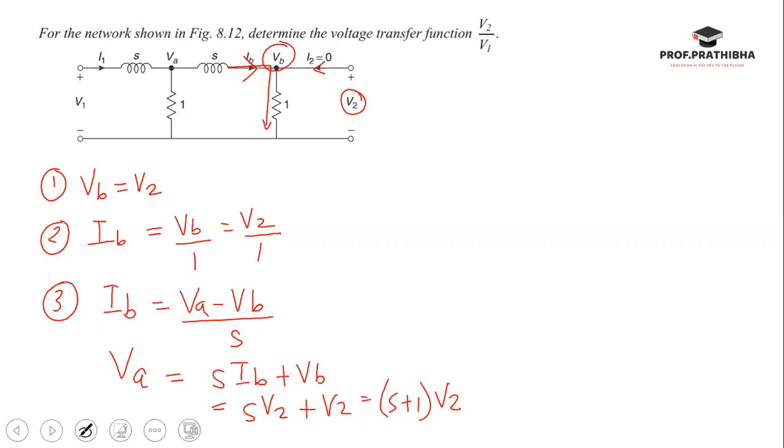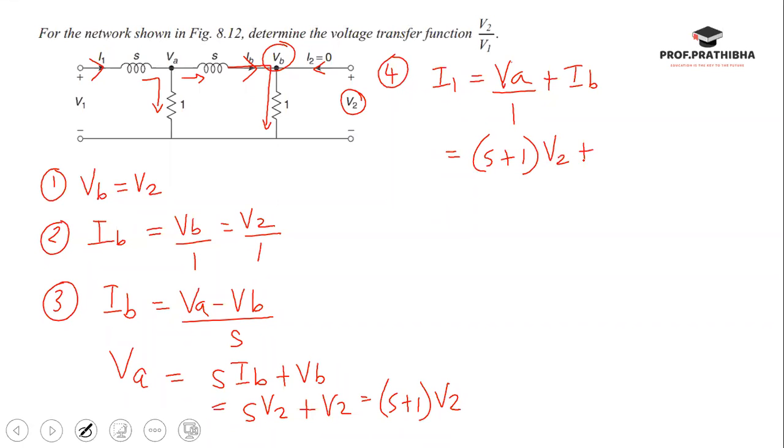Once I've got that, my fourth point, you know what I have to go in the fourth point? In the fourth point, I look towards I1. Abhi I1 kya hai? So what's going to be my I1? This plus this, right? Same chal raha hai. So I1 can be written as VA upon 1 plus IB. Right. So I can write this. मुझे VA पता है, previously S plus 1 times of V2 आ रहा है, plus मेरा IB क्या है? V2 है. मैंने V2 को common ले लिया तो मुझे मिल रहा है S plus 2.